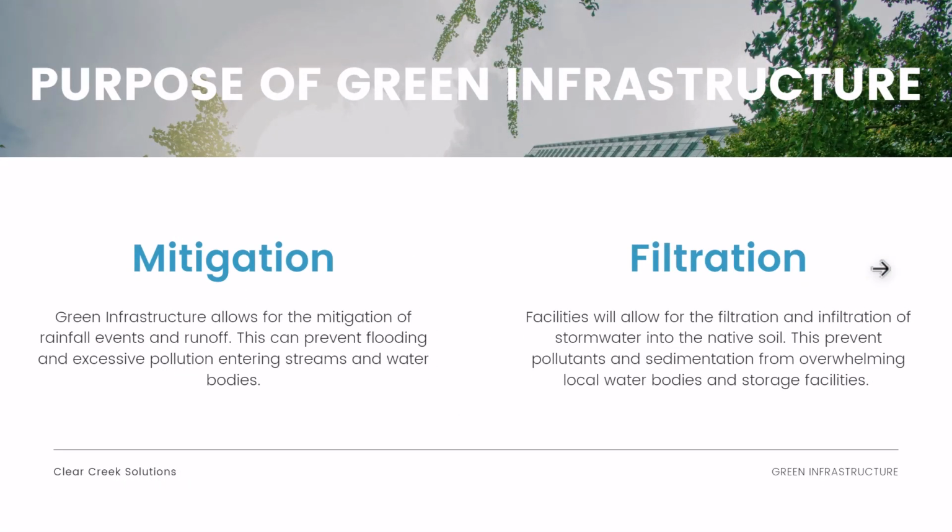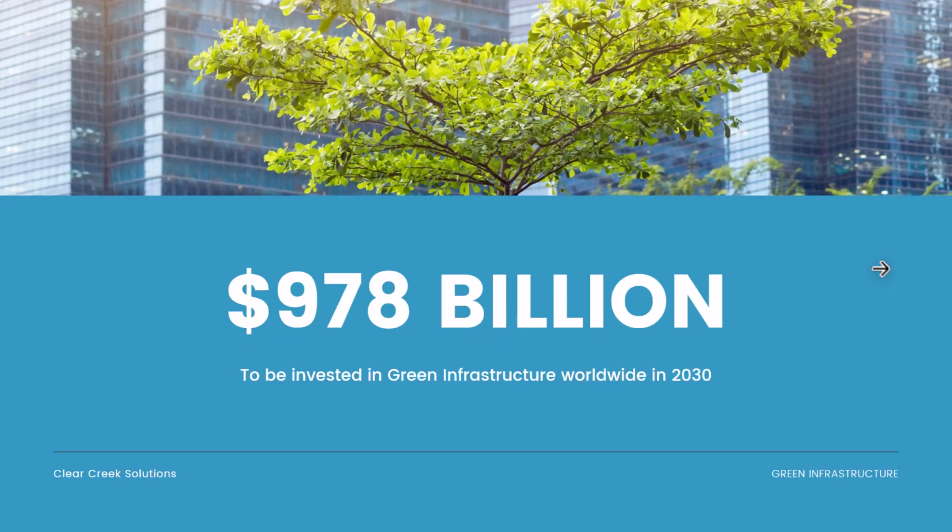So we can achieve, one, mitigation. Green infrastructure allows for the mitigation of rainfall events and runoff. This can prevent flooding and excessive pollution entering streams and water bodies. And then there's filtration. Facilities will allow for the filtration and infiltration of stormwater into the native soil, and this prevents pollutants and sedimentation from overwhelming local water bodies and storage facilities. So not only do we have a flooding issue when it comes to not having any stormwater facilities, with runoff from impervious land, we also have the pollution and sedimentation problem, because the natural water cycle is not taking place. So we can use green infrastructure in these urban areas to achieve both of these specific goals.